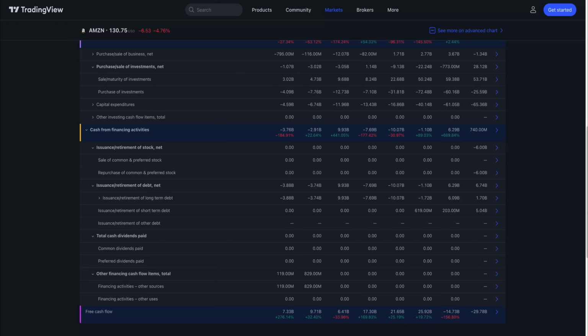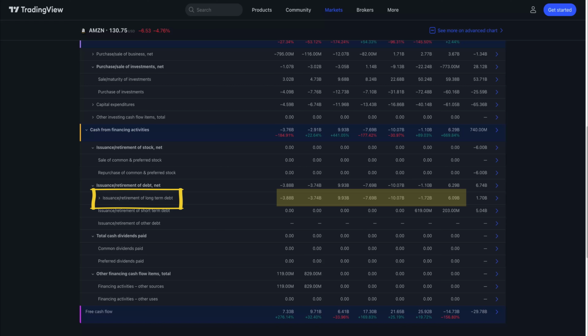Two parts to focus on here. First, the issuance of debt. If you click there, you will get a new category, the issuance of long-term debt. If that number is negative, which it is for quite a few years in the case of Amazon, it means that the company is paying off its long-term debts, spending money towards that and reducing them.